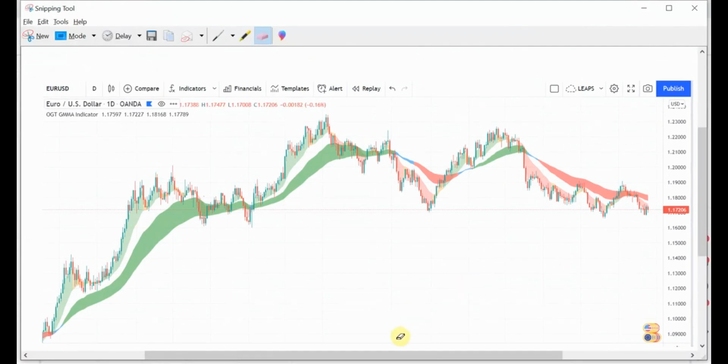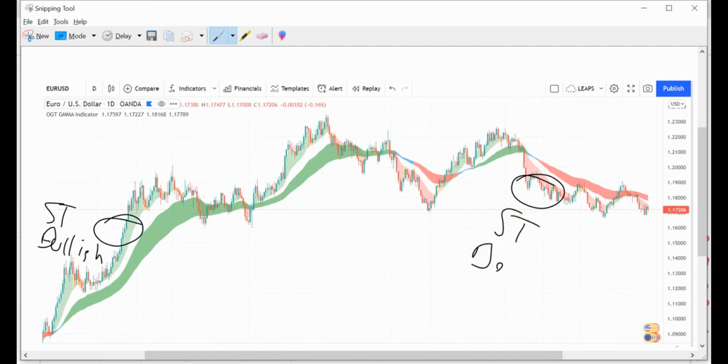So we have light green and we've got light red. Whenever you see light green or light red, that means that the short-term investors, or the fast moving averages, are aligned and going in the direction of the trend. So here the short-term traders are bullish, and here the short-term traders are bearish.